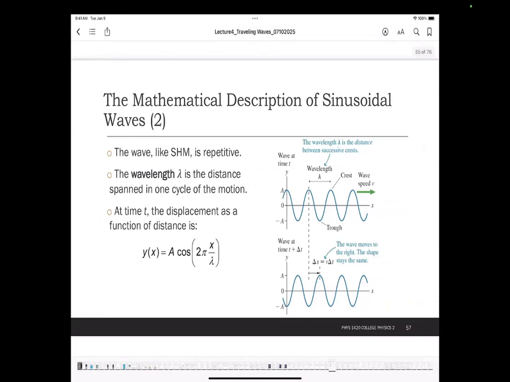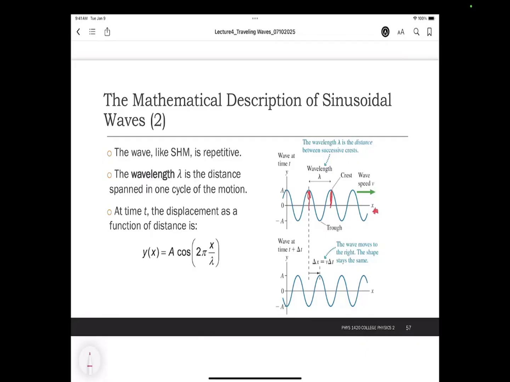And the wave, like SHM, simple harmonic motion, is repetitive, and the wavelength lambda is the distance. This wavelength here, from here to here, is the distance spanned in one cycle of the motion. Because it is not time t, we cannot call it a period. It's the distance the wave runs, so the wavelength lambda is the distance spanned in one cycle of motion.